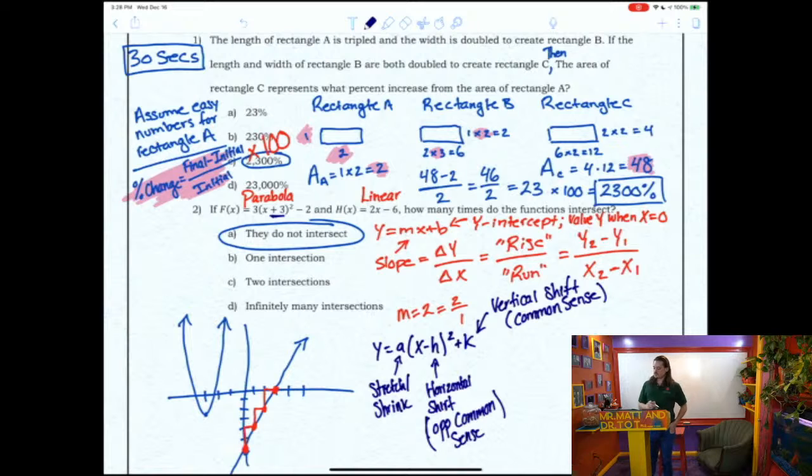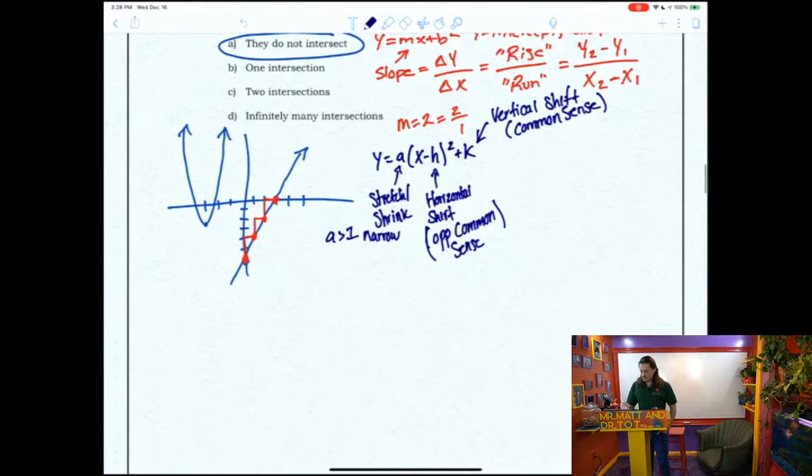The stretch and shrink factor: if a is greater than 1, it's going to be more narrow. It's going to increase dramatically, very fast. If a is in between 0 and 1, it's going to be a wide function. And when a is negative, that means it's flipped around the x-axis.